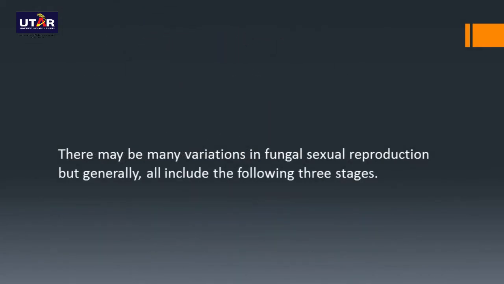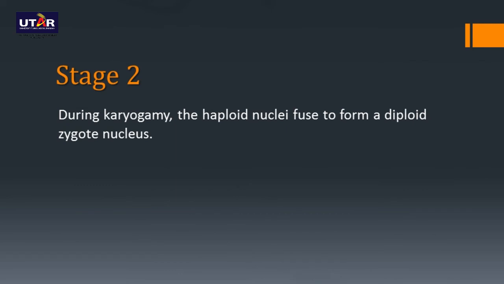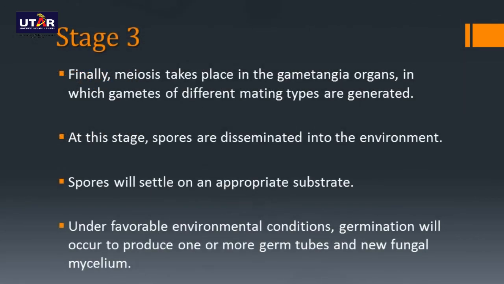There may be many variations in fungal sexual reproduction, but generally all include the following three stages. Stage 1. During plasmogamy, that is fusion of cytoplasm, two haploid cells fuse, leading to a stage where two haploid nuclei coexist in a single cell. Stage 2. During karyogamy, the haploid nuclei fuse to form a diploid zygote nucleus. Stage 3. Finally, meiosis takes place in the gametangia organs, in which gametes of different mating types are generated.